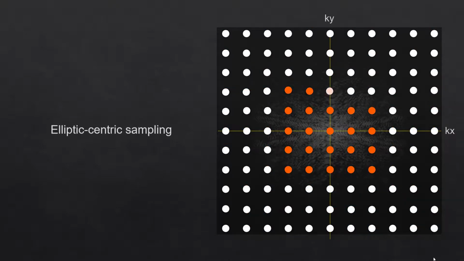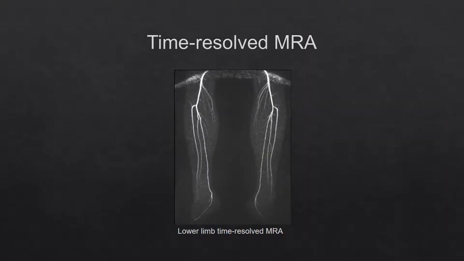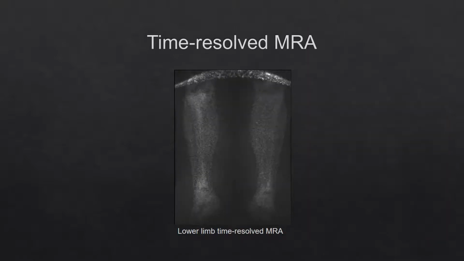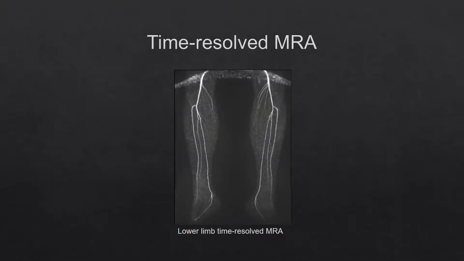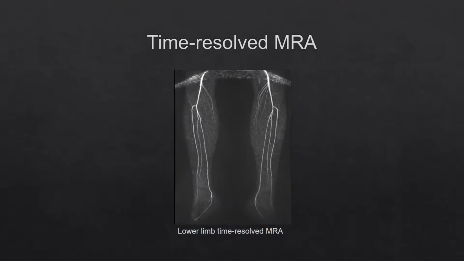So elliptic centric sampling is a method that fills the center region, but not whole lines at a time. And this means the high contrast center region can be filled earlier in the acquisition, and we're less likely to mistime that contrast bolus. So contrast enhanced MRA can be seen as slow compared to CT angiography, but the lack of ionizing radiation means we can run the sequence again and again. And this can give us dynamic information. In this lower limb angiography, we see pure arterial imaging without the distraction of venous overlay.